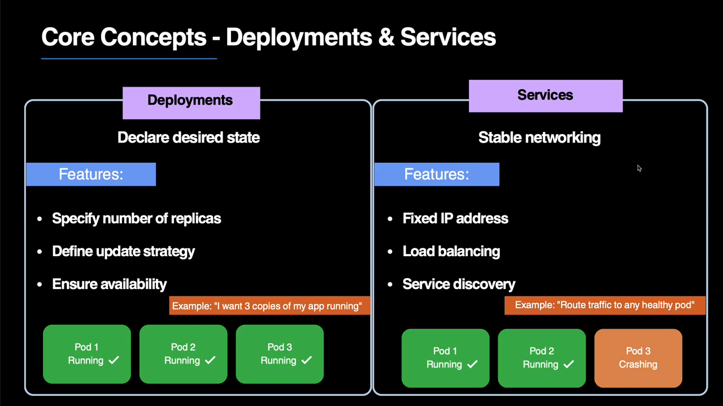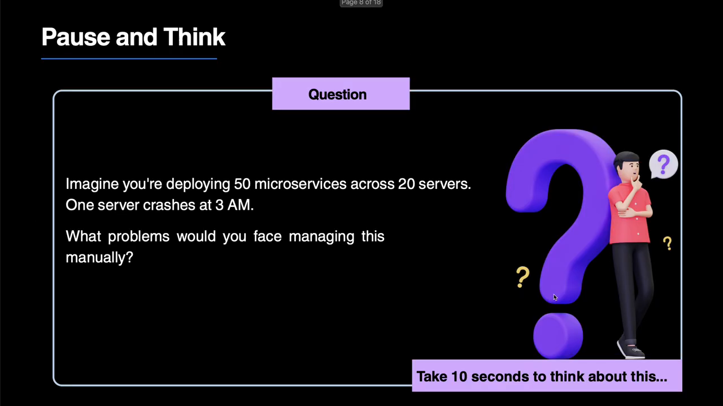Services provide stable networking. Since pods are ephemeral, with changing IP addresses, services provide a fixed endpoint like a load balancer, routing traffic to any healthy pod. This enables reliable service discovery and communication.